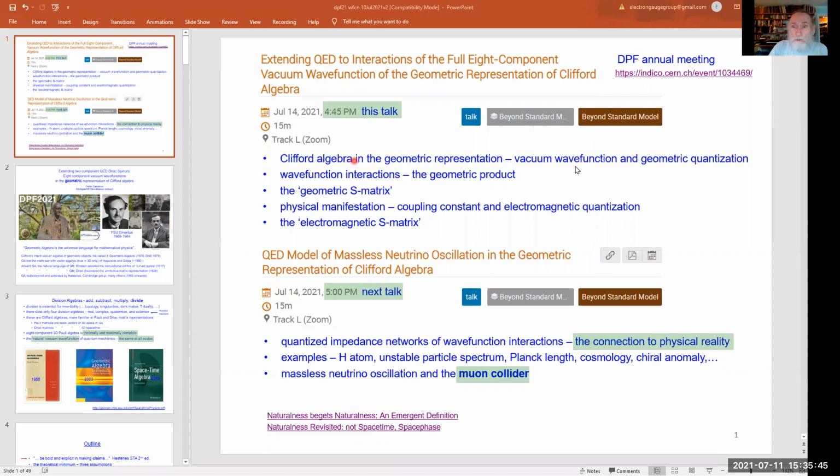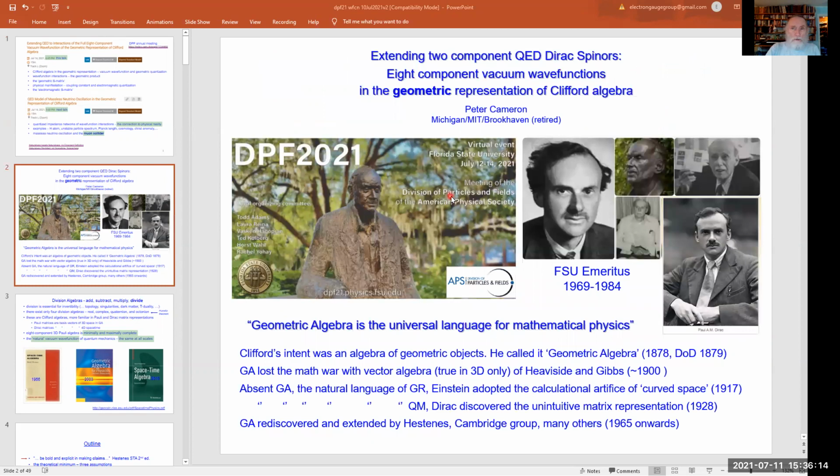What we're going to cover now is the vacuum wave function and geometric quantization. Wave function interactions are modeled by the geometric product, the resulting geometric scattering matrix, and then physical manifestation by introducing a coupling constant, and the electromagnetic scattering matrix. So the claim we make is that geometric algebra is a universal language for mathematical physics.